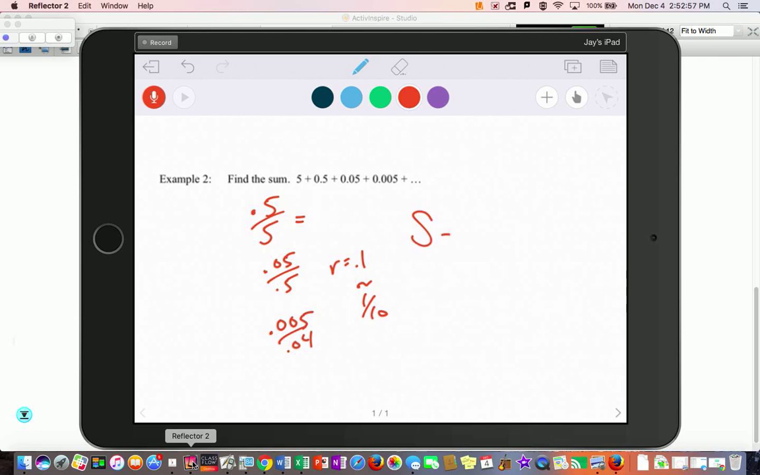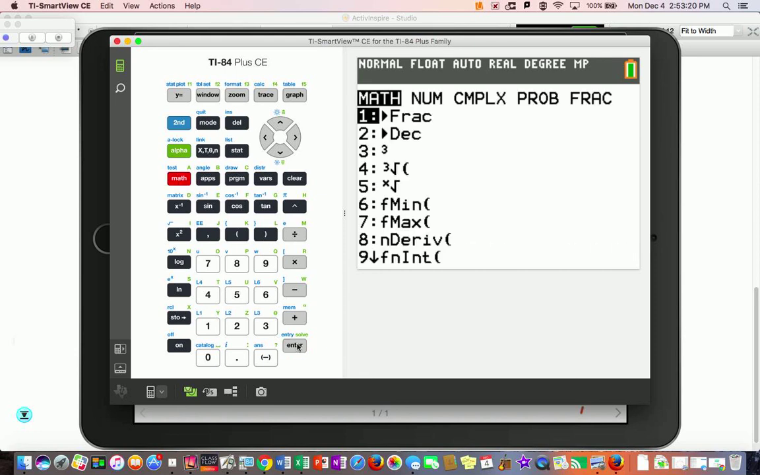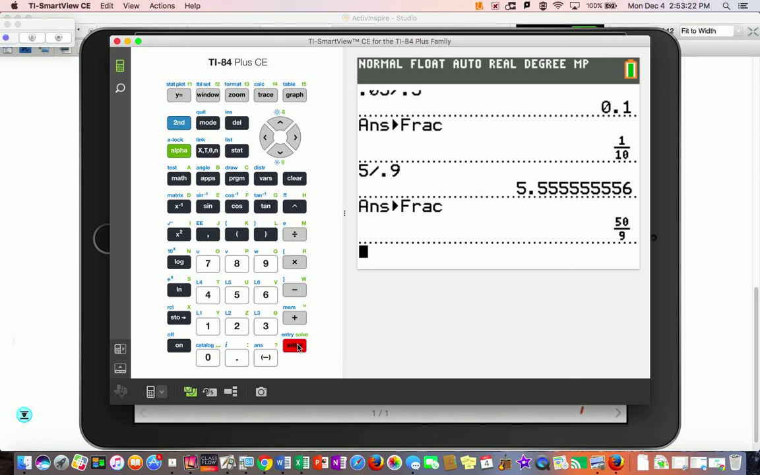So then the sum, because this means forever, is a geometric sum. So you're going to do first term divided by 1 minus 0.1, which is the same as 5 over 0.9. On the calculator, 5 divided by 0.9 looks like that, and you can hit math, enter, enter. So either 50 over 9 or 5.5 repeating.